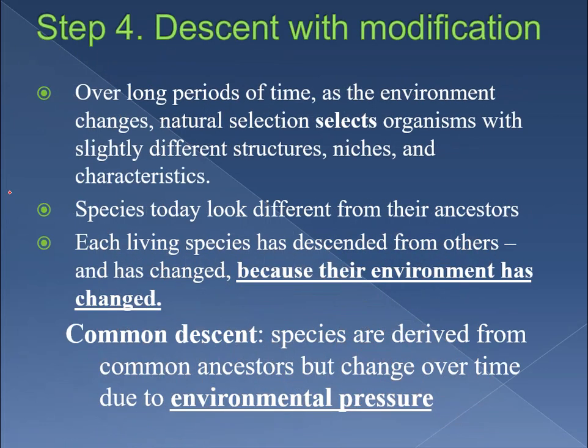The last step here is descent with modification. Basically, we've been talking about this the whole time, but over long periods of time, as the environment changes, natural selection selects organisms with slightly different structures, niches, and characteristics. So over time, a member of a species now might look something different than a member of the same species in 1,000, 2,000, 3,000 years. And eventually, individuals can change so much that perhaps they even become different species. And we'll talk about the origin of species, how you get species, when we cover speciation next week.